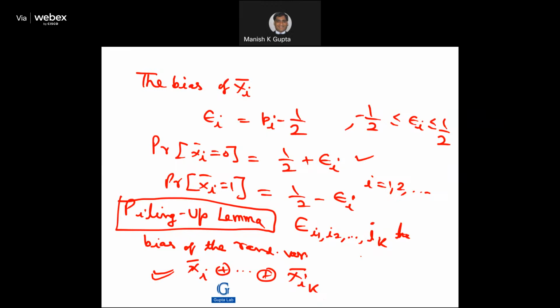So we are computing epsilon I1, I2, I3, dot dot dot, Ik. Okay, so we are looking at this variable. I have given you everything for two bits, right? Now we are looking at k bits, right? Xi1 bar, Xi2, and so on up to Xik bar, the exclusive OR of these k things. So what is the bias of this random variable? That we can compute.